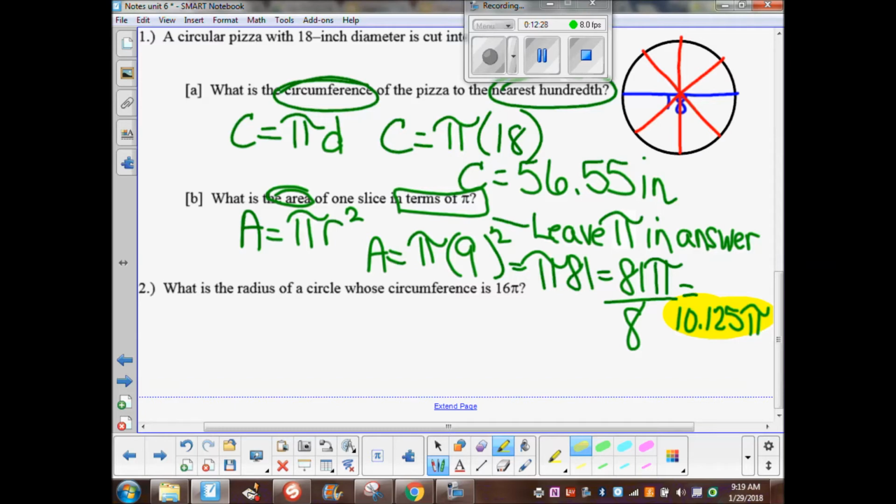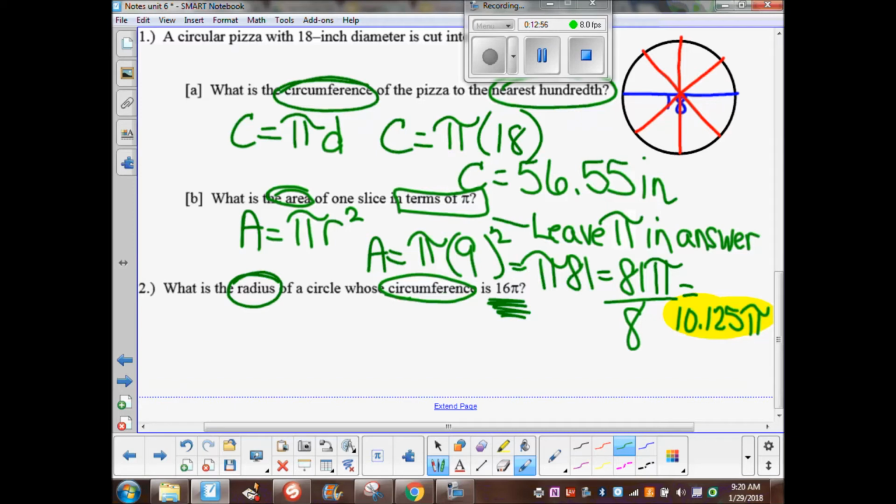All right. Now the next question says, you guys okay? Good? All right. What is the radius of a circle whose circumference is 16 pi? So what are we talking here? What formula are we talking about tonight?